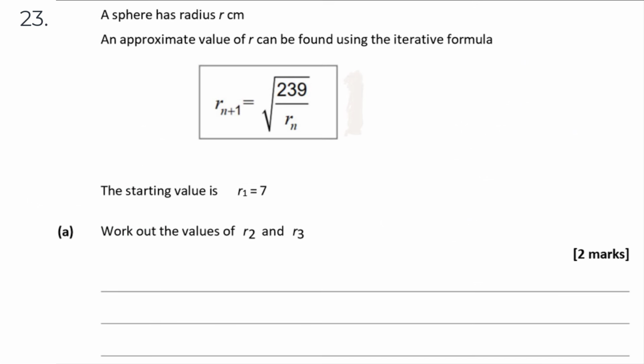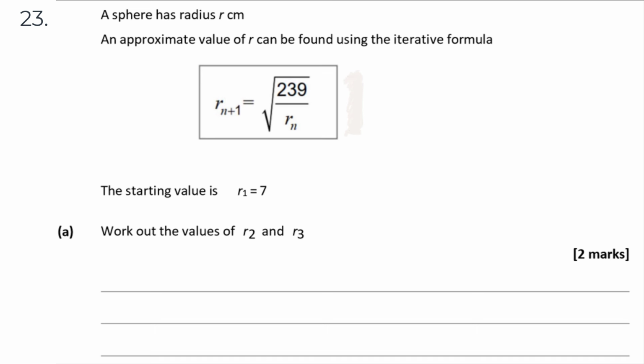A sphere has radius r centimeters. An approximate value of r can be found using the iterative formula r(n+1) equals the square root of 239 divided by r(n). The starting value, r1, is equal to 7. Work out the values of r2 and r3.